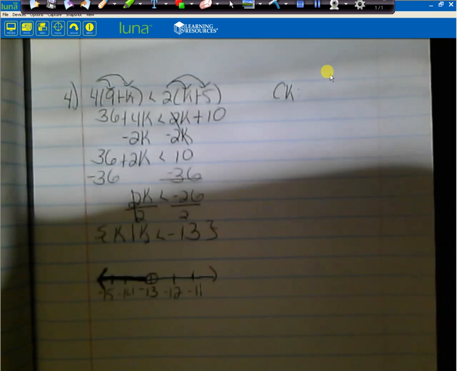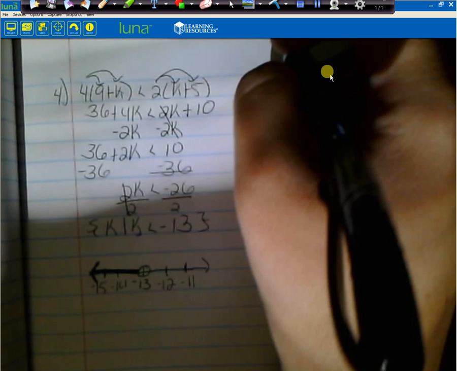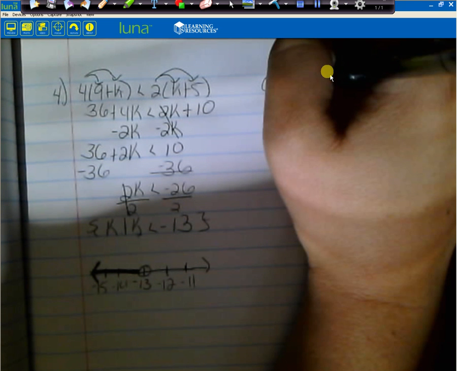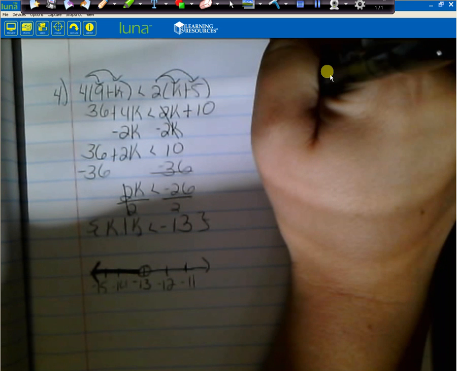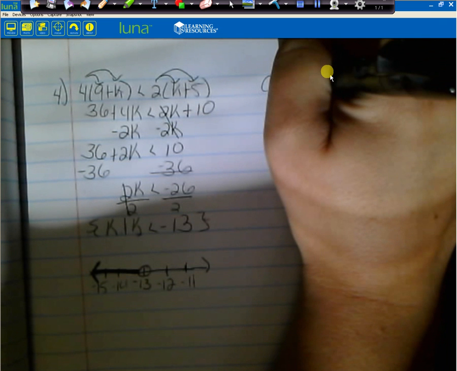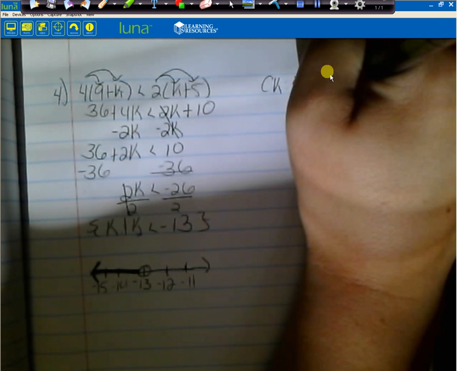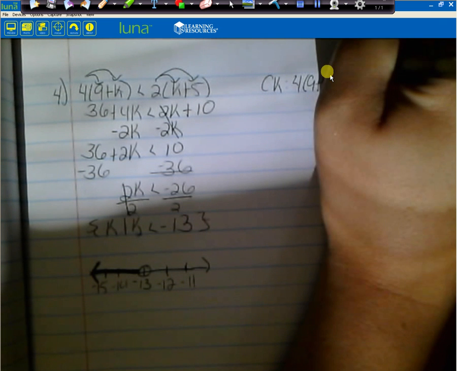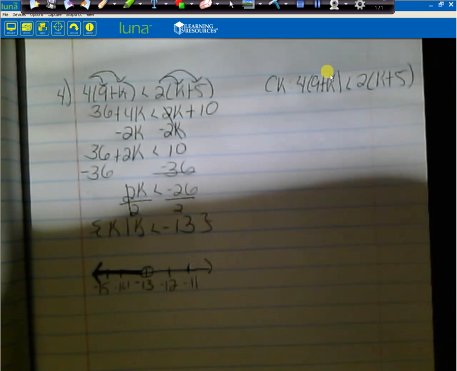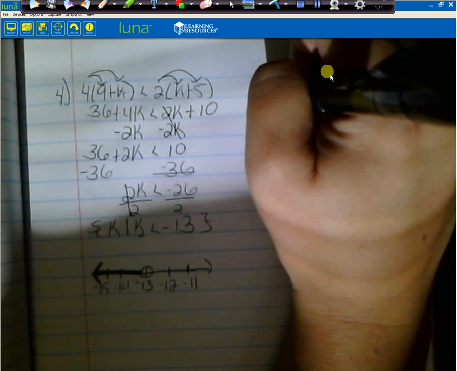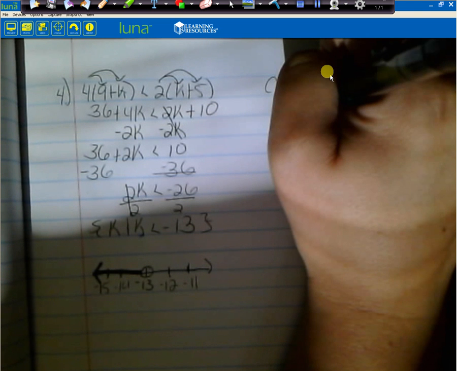Again, to check, you go back to the original before you did anything, even before you distributed. I'm going to say 4 parentheses 9 plus k is less than 2 parentheses k plus 5. And everywhere I see a k, I'm going to plug in a negative 14. Again, I could have also picked negative 15 to check with.